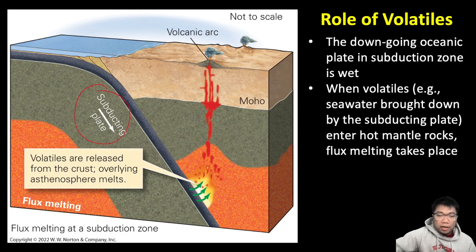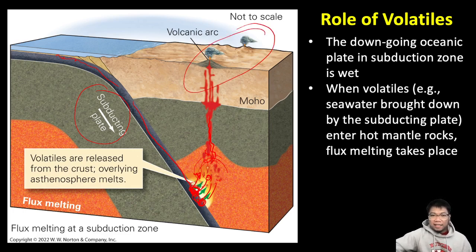The subducting plate right here, the downgoing plate, brings a lot of water, a lot of minerals that are rich in water. As you go deeper into the mantle, that water will be squeezed out because of the pressure, and then that water will go out and into the hot asthenosphere right over here. That is the reason why we start to generate magma in subduction zones. And that is the reason why we always have volcanic activity right in front of subduction zones.